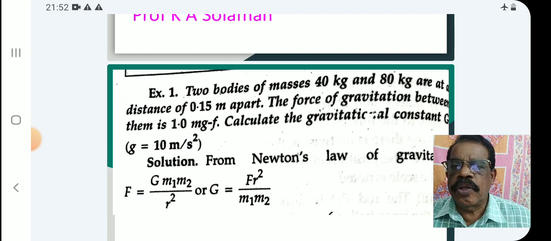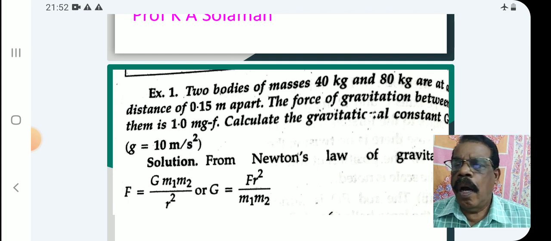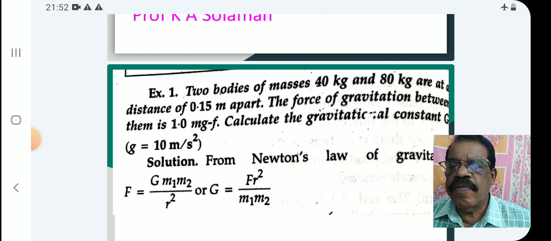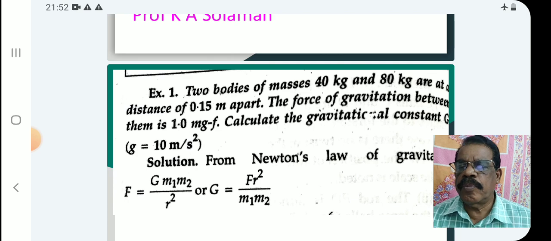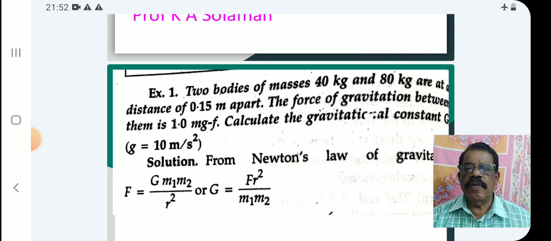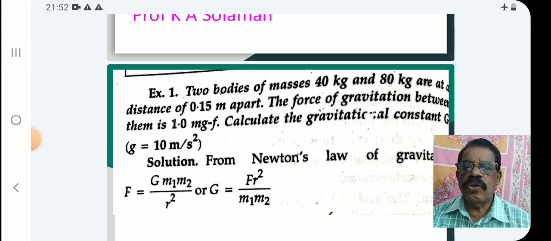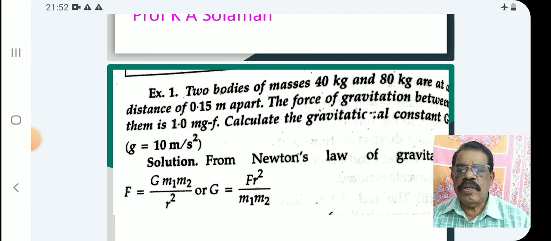The first problem: two bodies of masses 40 kg and 80 kg are at a distance of 0.15 meter apart. The force of gravitation between them is 1 milligram force. Calculate the gravitational constant, capital G. Small g is given as 10 meter per second square.